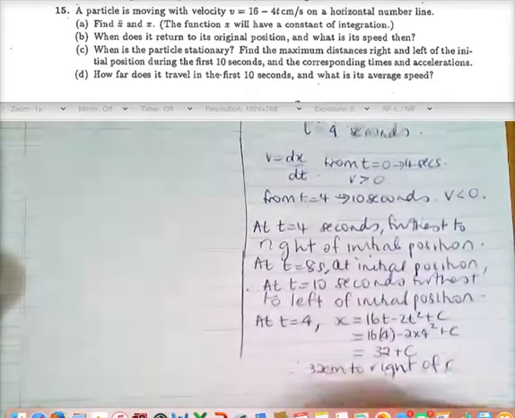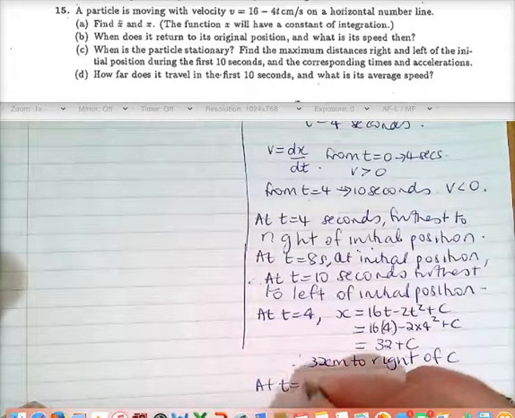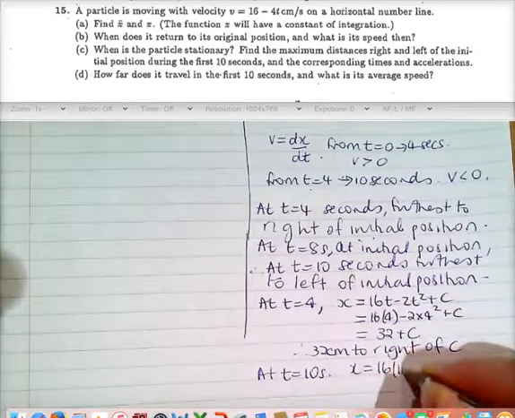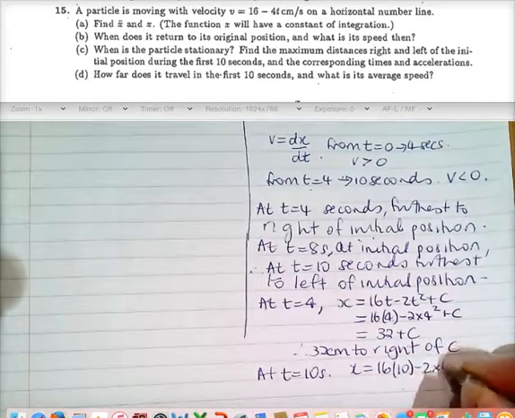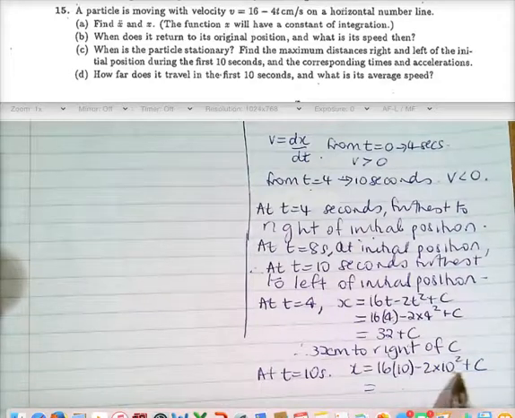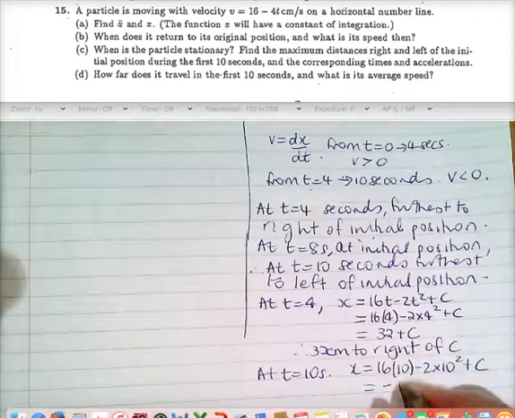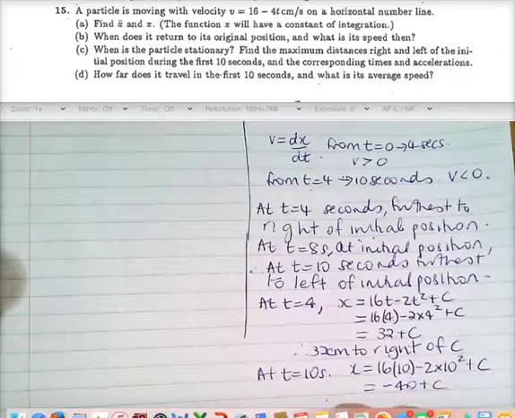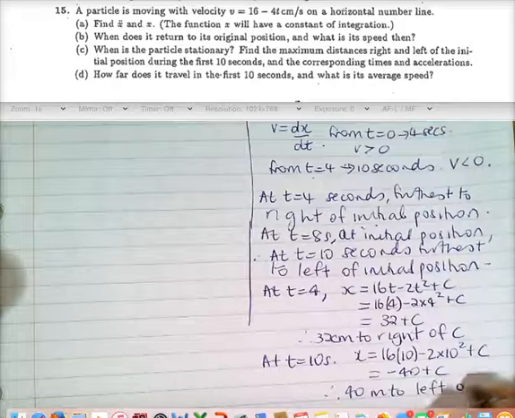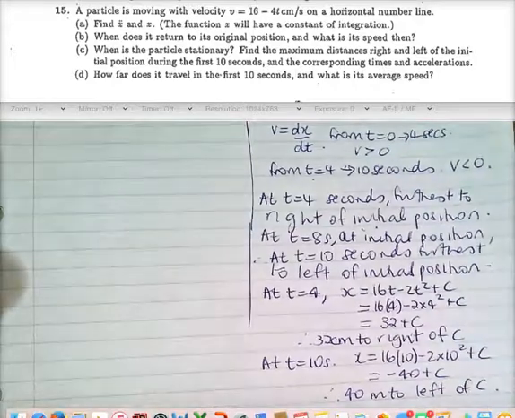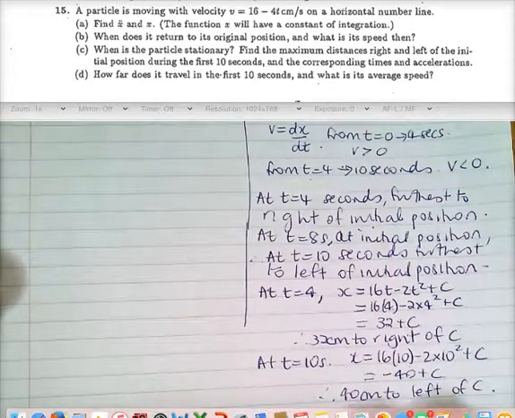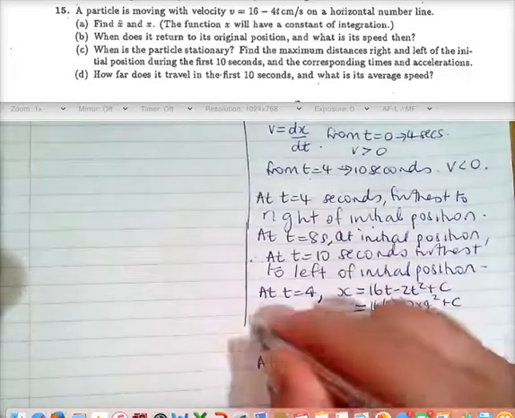And at t equals 10 seconds, x is 16 times 10 minus 2 times 10 squared plus c, so it's 160 minus 200, which is negative 40 plus c. Therefore, you are 40 meters to the left of c at t equals 10 seconds. So our units are centimeters, so 40 centimeters to the left of c.